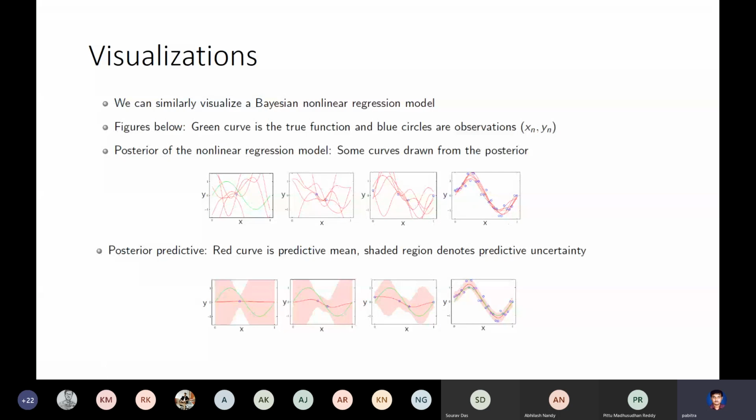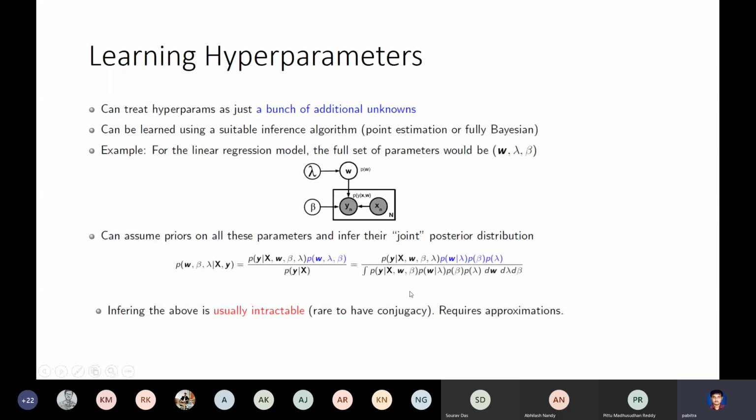Quickly, sometimes we have ignored these hyperparameters. We have ignored the beta of the noise part, which is a hyperparameter that we assume to be known, and we have a lambda of the priors, the spread of the priors, which we also assume to be known. In general, this may not be known. This may be unknown also.